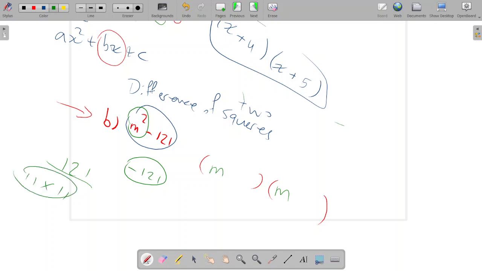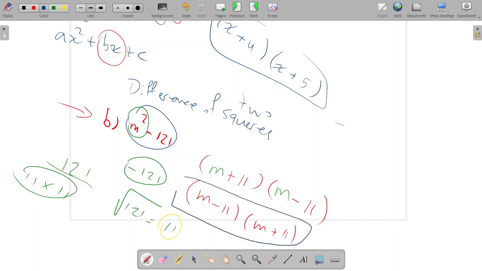So when you take the square root of 121, you end up with 11. You take that 11, put it here and here, and put two opposite signs. It doesn't matter the order, by the way. You can say m minus 11 multiplied by m plus 11. This is how the factorization of the difference of two squares happens.